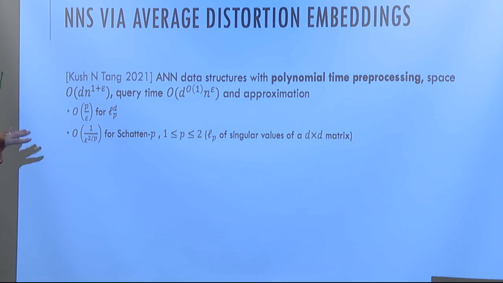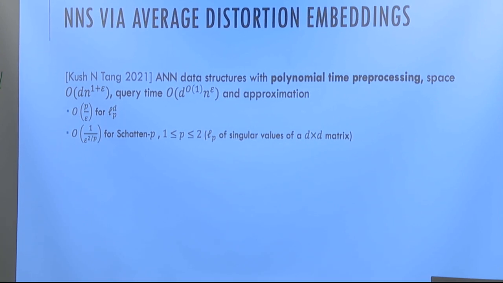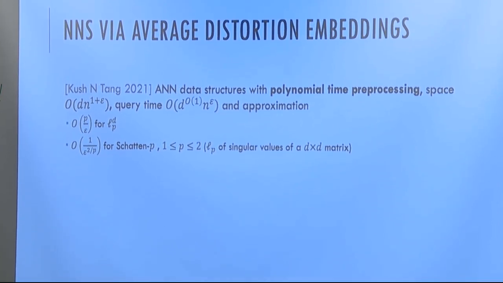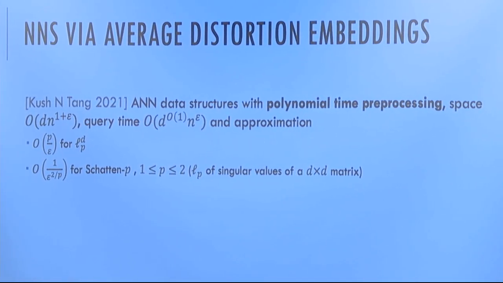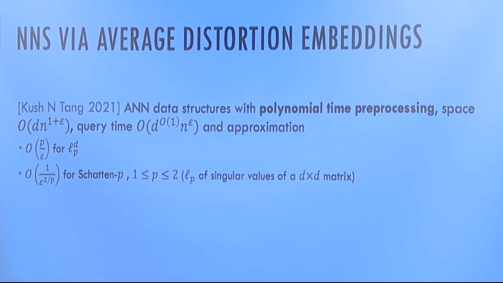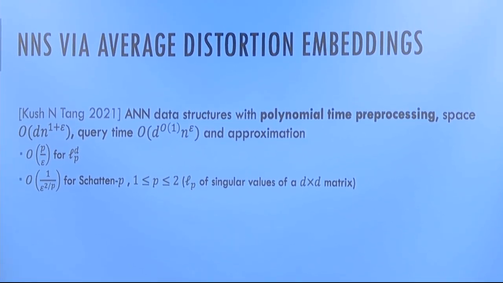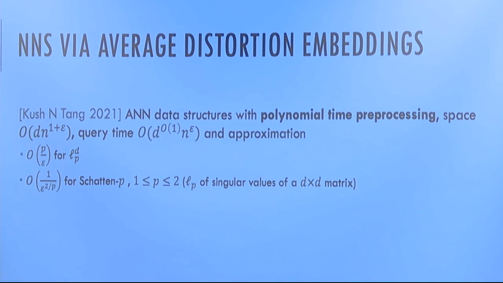So this gives some results where the data structures can actually also be constructed efficiently. And these results we had with these two students, Dipanshu Kush and Hao Tang. So at least for LP spaces and for some of the Schatten-p spaces, for p less than 2, we can construct approximate nearest neighbor search data structures with kind of small approximation, and everything is efficient. So preprocessing is polynomial time, and space and time are what we would like them to be.